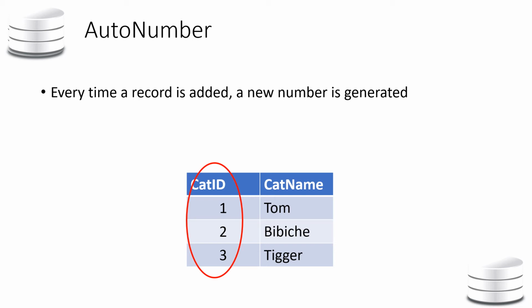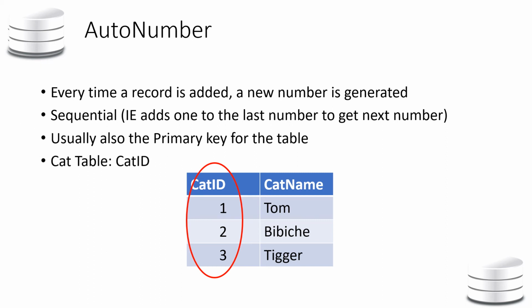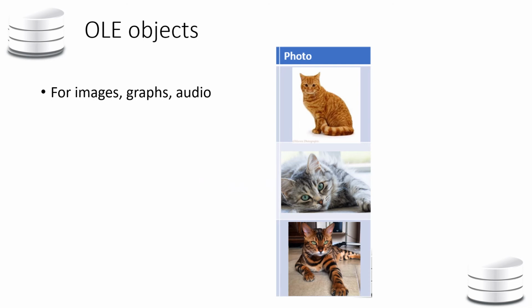An auto number is a special type of field. It means that every time somebody types in new data for a new record, a new number is automatically generated for this field. It's sequential. So for example, if the cat table had 3 cats, like in the example below, and you typed in a new cat's name, it will automatically add one and the next cat ID will be 4. And it's usually also the primary key for the table. And in our example, of course, cat ID would be an auto number. An OLE object you won't really use much, but just so you know they exist. It's for when you want to store images or graphs or a bit of audio. And in our cat table, the cat's photo is an OLE object.